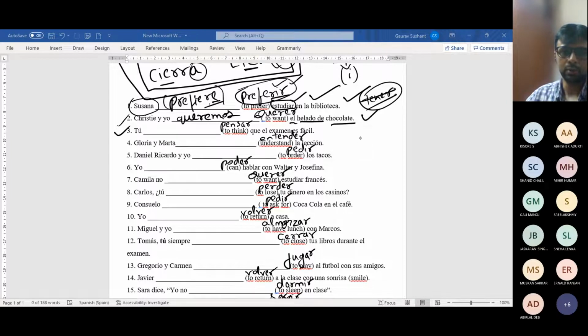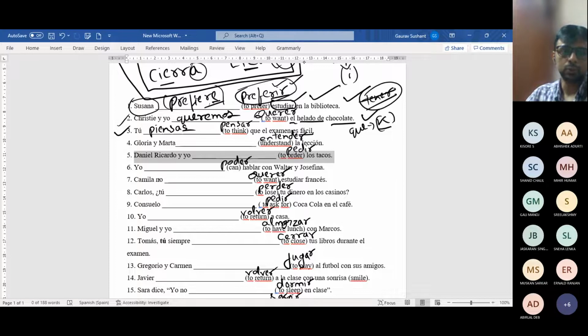So Muskan, can you try this one? Yes, sir. Number three. Tú piensas que el examen es fácil. Okay, I think Muskan, you have to work on your pronunciation, because every time I ask you, you are not giving me a correct pronunciation. If you really want to learn, I'm just saying that. So it is not que, it is k. Just the letter K, that is the pronunciation. And el examen es fácil.